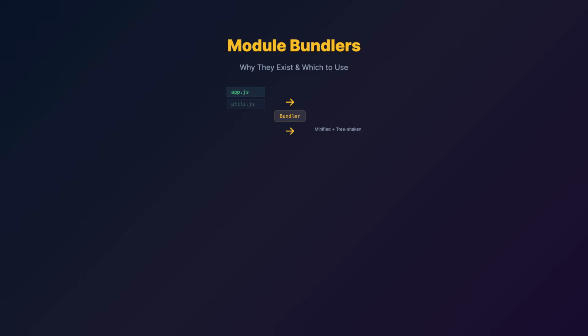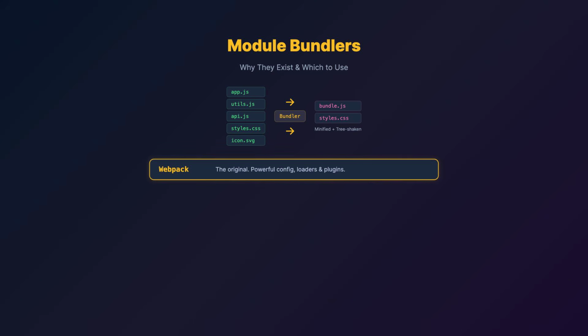Browsers can load ES modules natively now, but in production, you don't want hundreds of small files. Each file means a separate network request. Module bundlers solve this. They take your source files and combine them into optimized bundles. Webpack was the original. It's powerful but complex.